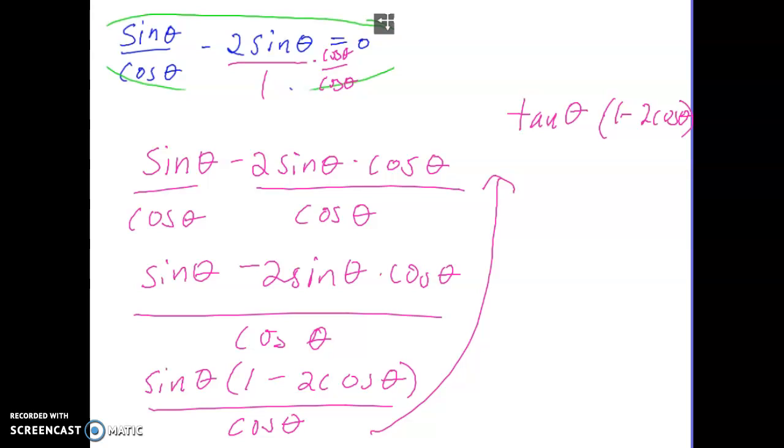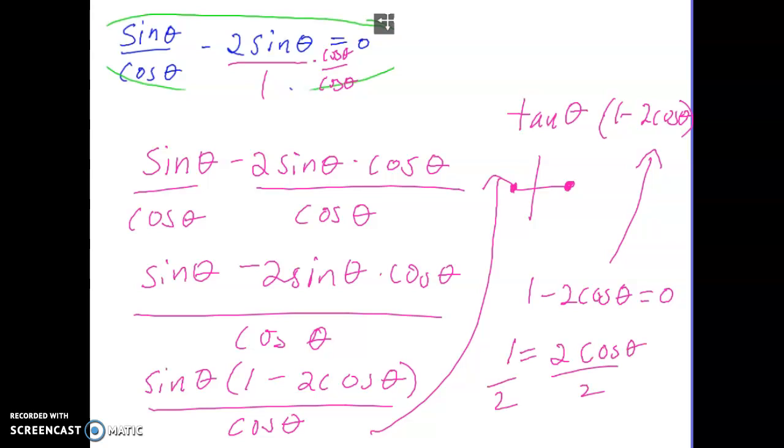Really, this is the same thing. So where's the tangent equal to 0? Same place. And then when we set this equal to 0, we end up getting the same thing. So we end up getting 1 equals 2 cosine theta, divided both sides by 2. We end up getting cosine is still equal to 1/2.